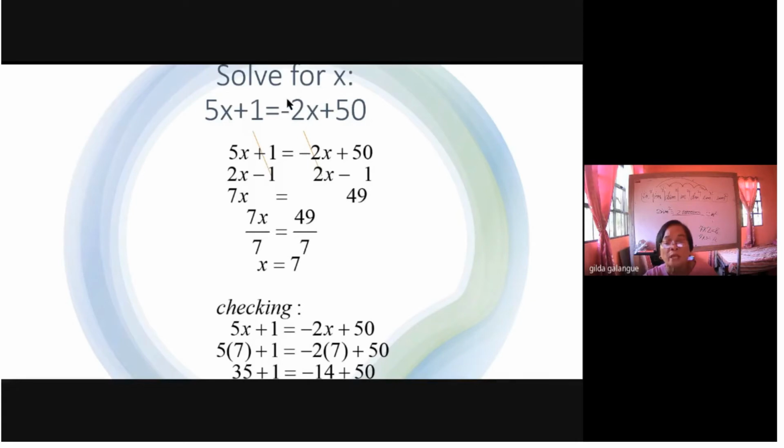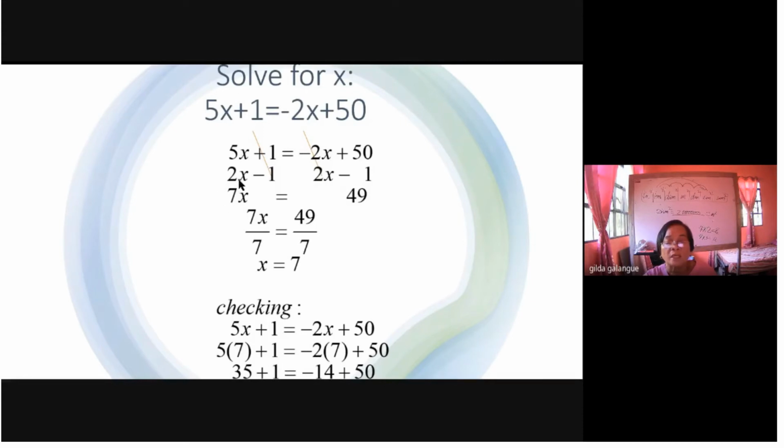What is the opposite of negative 2x? The opposite of negative 2x is positive 2x. We add 2x on both sides of the equation. So 5 plus 2 is 7. 1 minus 1 is 0. 2 minus 2 is 0. And 50 minus 1 is 49. We have the given 7x equals 49.